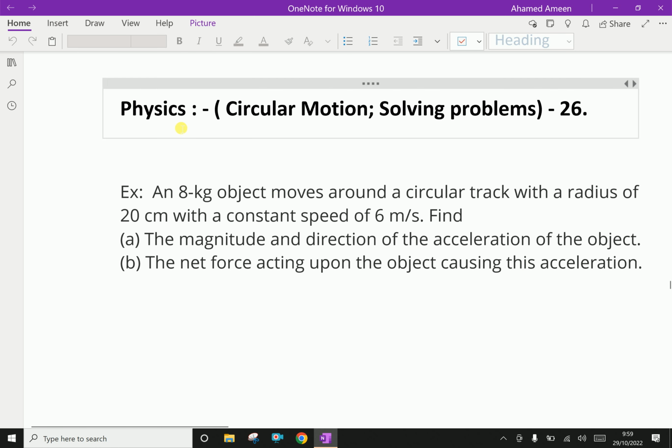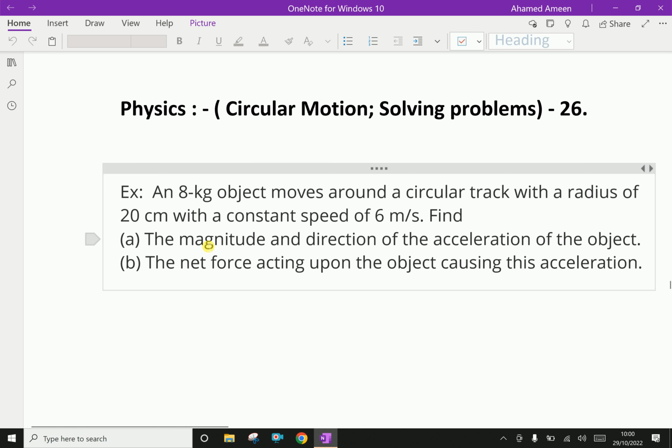Welcome to aminacademy.com. In physics, regarding circular motions, let us do some solving problems. Look at this example.